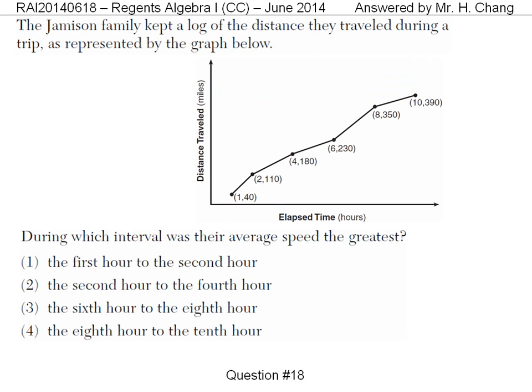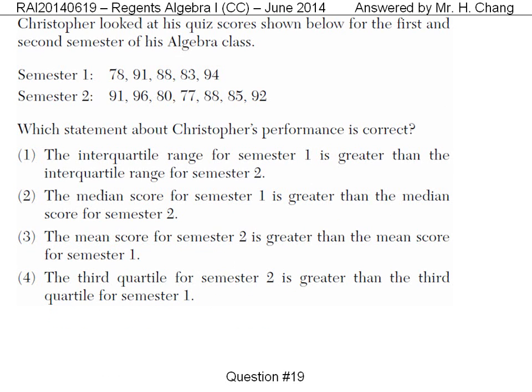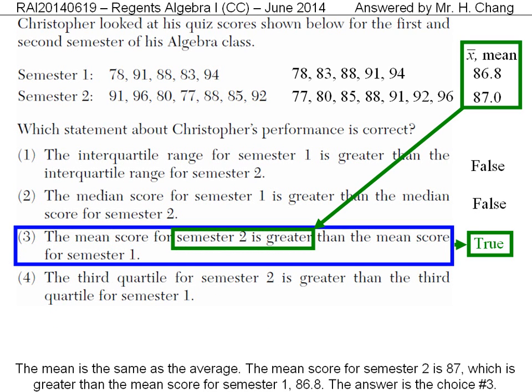Question number 18. The speed is the ratio of distance to time, which in this case is exactly the same as the slope between 2 points. The answer is choice number 1. Question number 19. The mean is the same as the average. The mean score for semester 2 is 87, which is greater than the mean score for semester 1, 86.8. The answer is choice number 3.